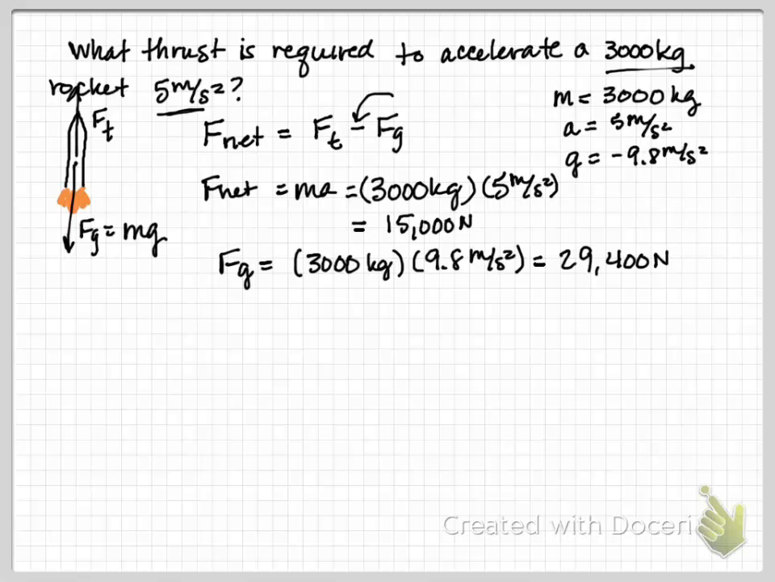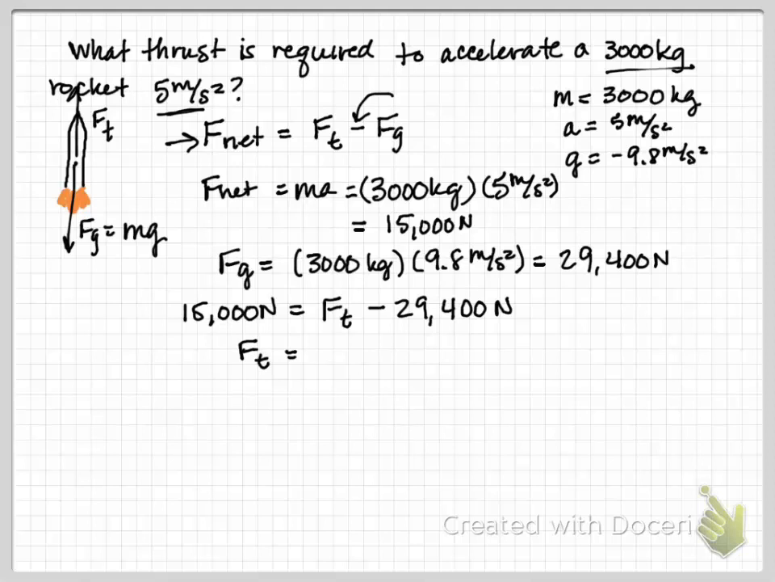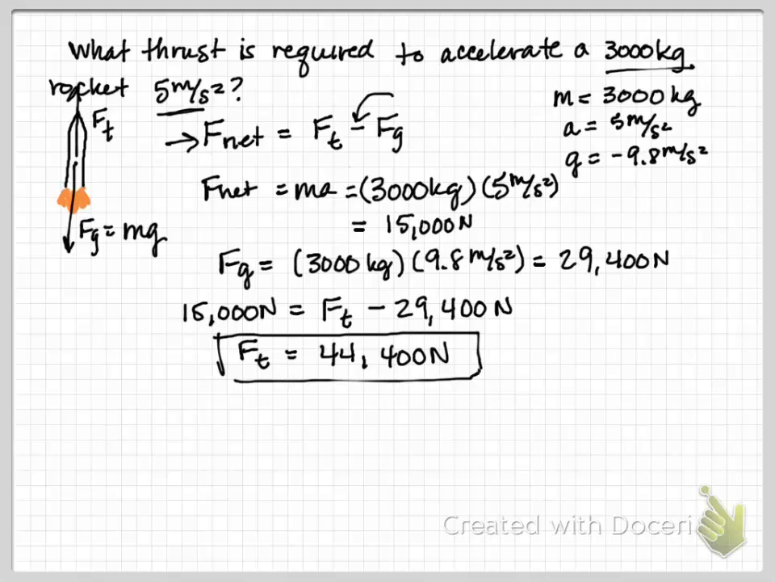And that ends up being 29,400 newtons. So now we just plug it back into our net force equation, and we get 15,000 newtons is equal to whatever that thrust is minus 29,400 newtons. When you rearrange the equation, you add that 29,400 to both sides, you end up with 44,400 newtons, and that is how much thrust it takes to get that rocket to accelerate at 5 meters per second squared.